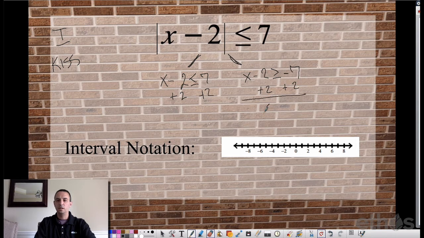So over here x is greater than or equal to -5, and over here x is less than or equal to 9. So now that I've got this, those are my two numbers. I want you to take a second, pause the video, and graph it, then write the interval notation, and then answer the multiple choice question.